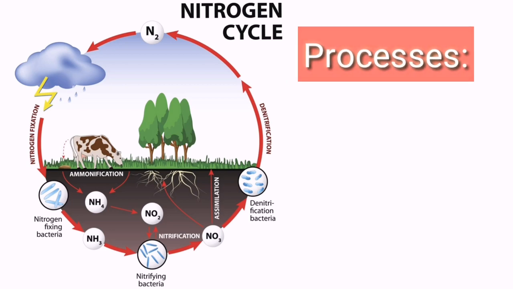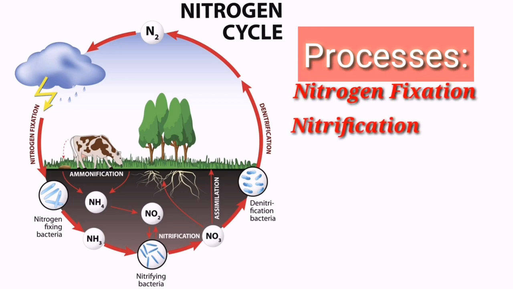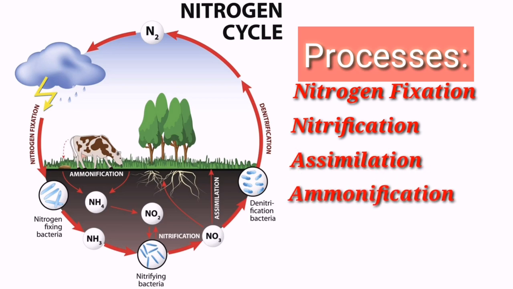The process of the nitrogen cycle consists of the following steps: nitrogen fixation, nitrification, assimilation, ammonification, and denitrification.